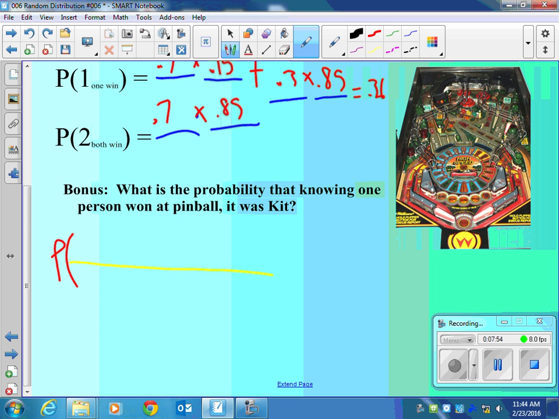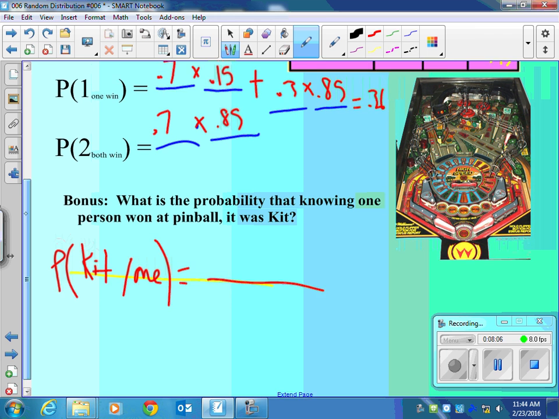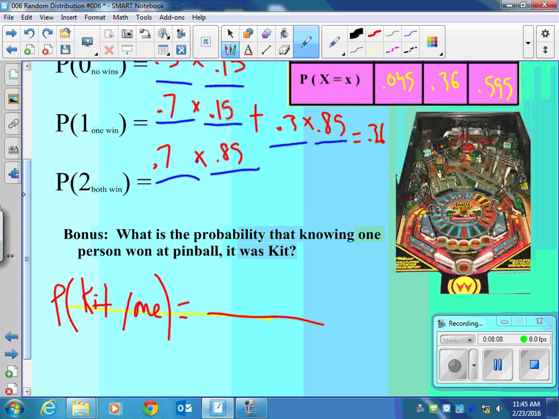The probability knowing that one person won, that it was Kit. Well, what is the probability that Kit won and it was only her? What's that probability? Kit won, 0.85, and what would Joe have to do? Lose, yeah. So that was 0.3. And then over one person winning, well, that's your 0.36, right? So you can figure that out pretty easily.